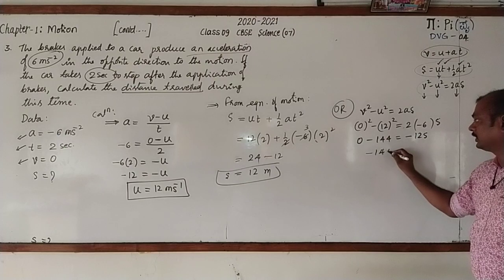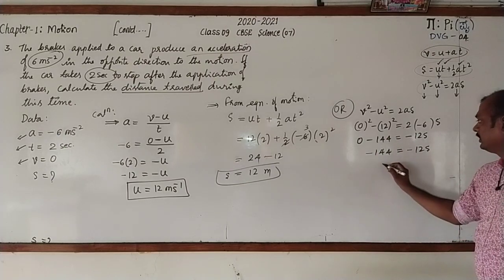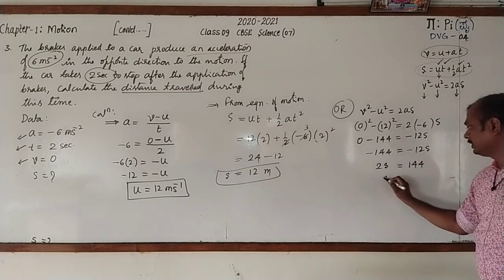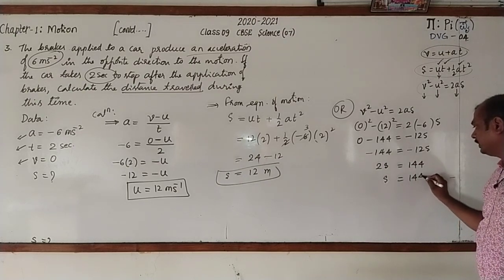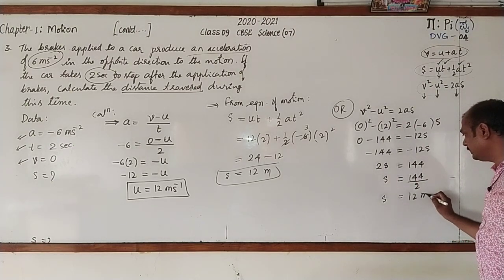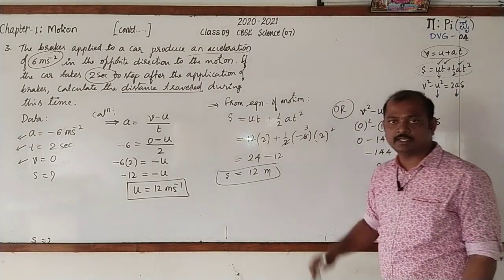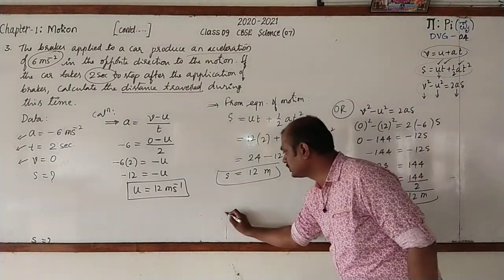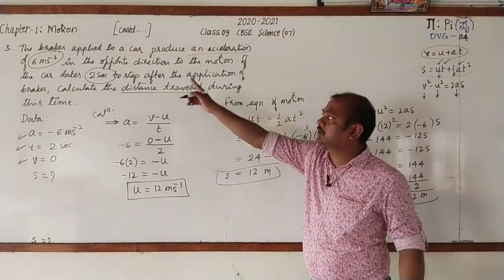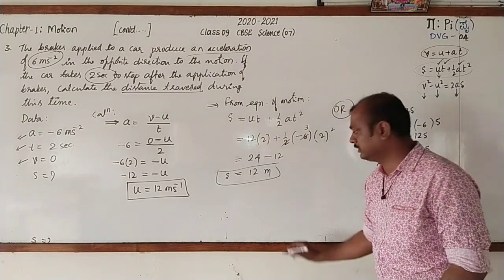So minus 144 equal to minus 12s. Minus minus gets cancelled. Then 2s is equal to 144. S equal to 144 by 2. S equal to 12 meters. See that? Same result. So this will be easier. So conclusion. What conclusion can be written? The distance traveled by the car in 2 seconds is 12 meters.